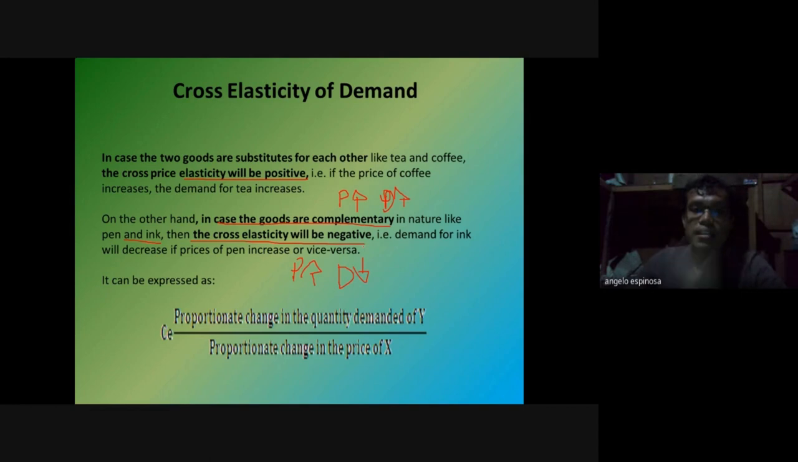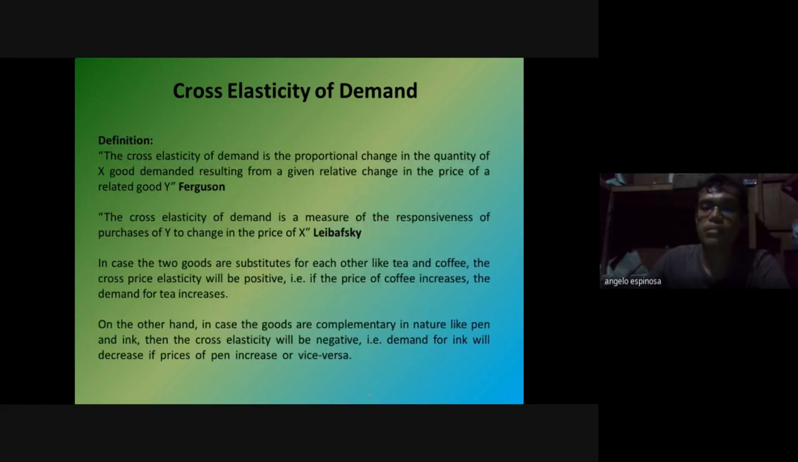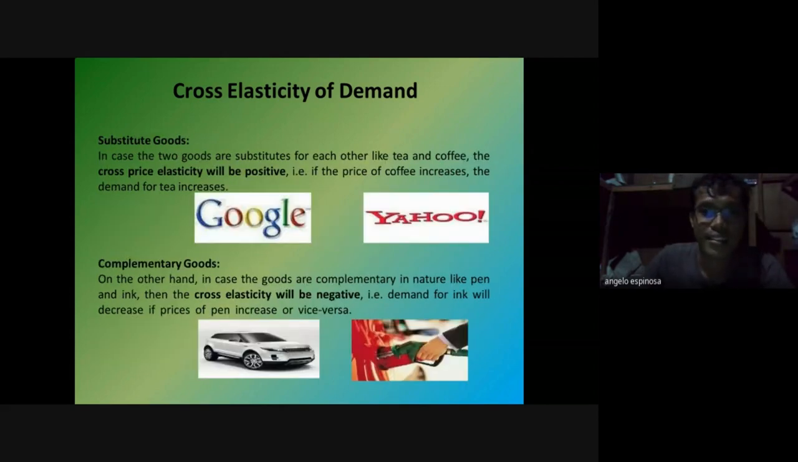Always remember, for substitute goods, the cross price elasticity will be positive. Ang complementary goods, the cross elasticity will be negative. Yun lang ilagay niyo sa isipan niyo. Huwag niyo na isipin itong formula. Okay? So let's have now the definition, no? Ang daming definition naman na ito. Huwag na natin yan anuin. Kasi na-explain ko kasi sa inyo eh. Okay na yun. Enough na yun.